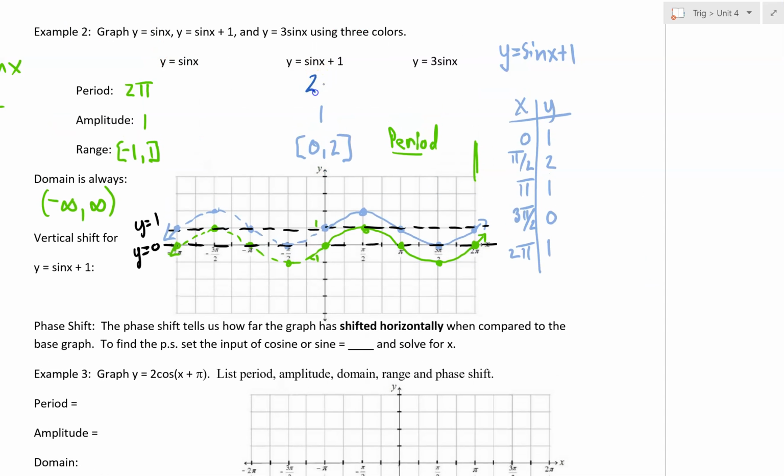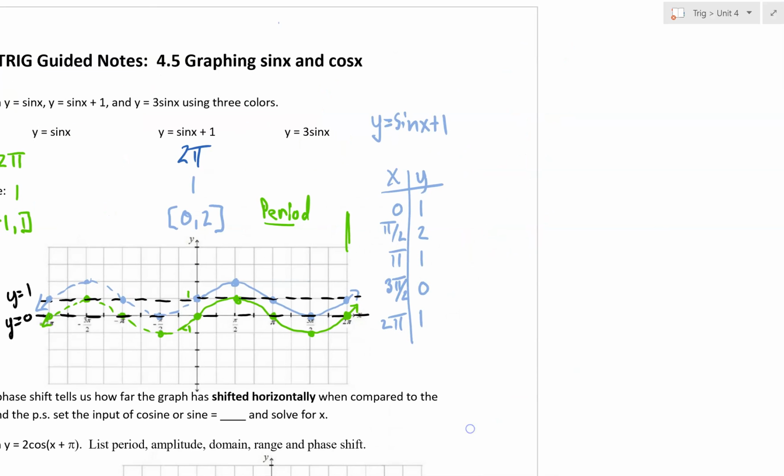So our period here, still 2 pi. Still took us that long to get through it. Now the last one. The last one is saying y is equal to 3 sine x. So we're going to go down here. Still the same values.